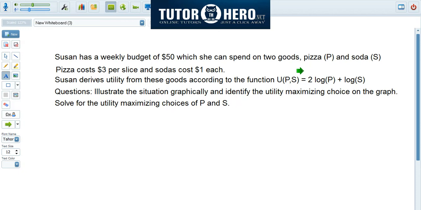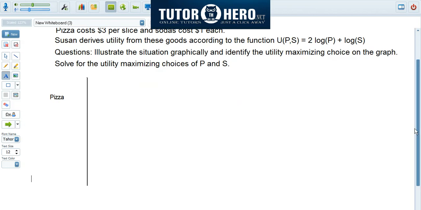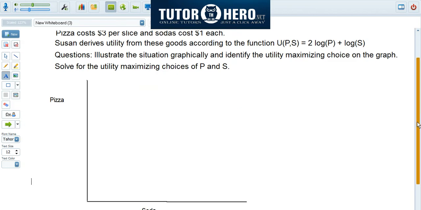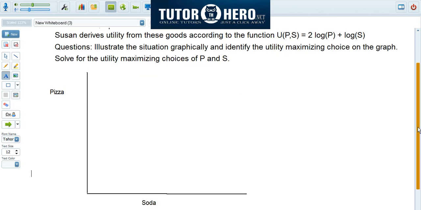And so we're going to do both of those things today. So what does a graph look like in this case? Well, what you're going to start with is just putting some axes out here. On one axis, you're going to put one good, and on the other axis, you're going to put the other good. Now, which good goes on which axis? Well, it doesn't matter. Either axis is equally good for either good. So completely arbitrarily, I've chosen to put pizza on the y-axis and soda on the x-axis.